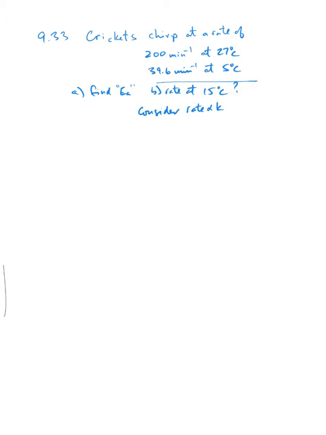That is, measure the rate of crickets chirping. This sounds kind of high to me. It says at 27 degrees, the crickets were chirping at 200 per minute, but at 5 degrees, only 39.6 per minute. Even though this isn't really obviously a chemical rate, we still could consider the rate of the chirping proportional to some kind of mythical rate constant. What would be the activation energy of this kind of thought problem? And could we use our result to predict a rate at a different temperature?